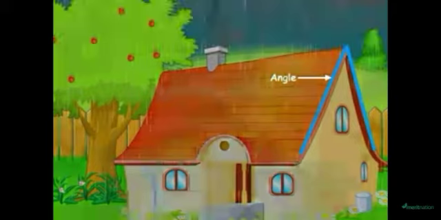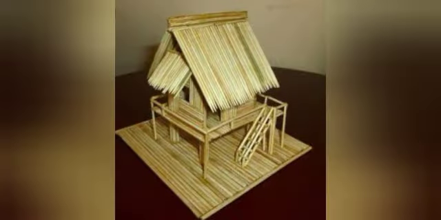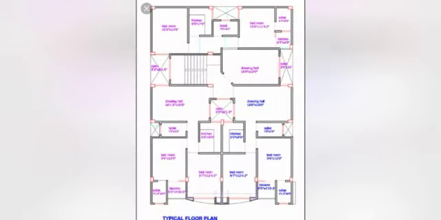Now look at the tiles. You can see many lines intersecting each other. Look at the corner of the roof. An angle is formed. Imagine, suppose you want to make a model of a hut to keep in the school exhibition using bamboo sticks. Imagine how you would make it. You would keep some of the sticks parallel to each other and some sticks would be kept slanted.